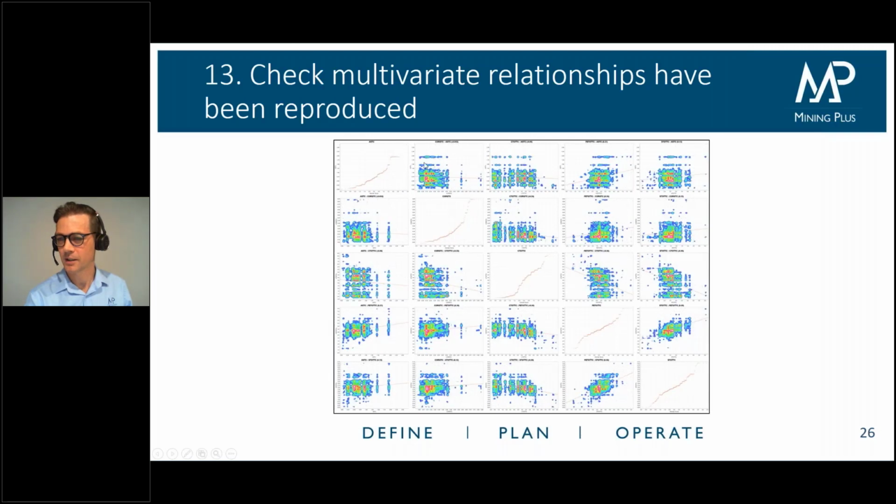We can also see that there's some kind of stepwise output in the transform, and I'm not sure why that is yet, but maybe with a bit more research I will understand that. So then we were happy with the reproduction of the multivariate relationships, and we continued on.